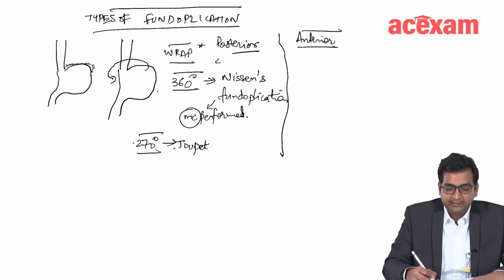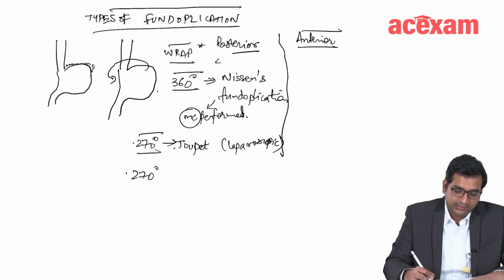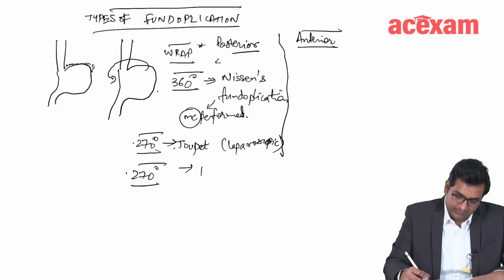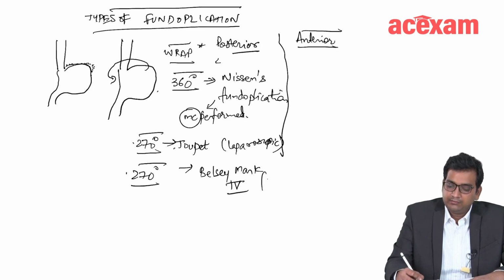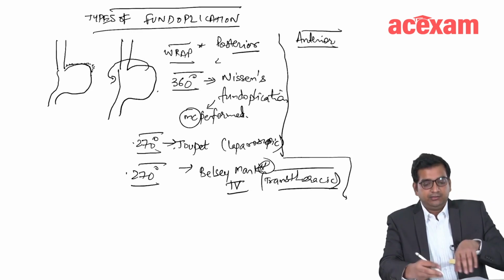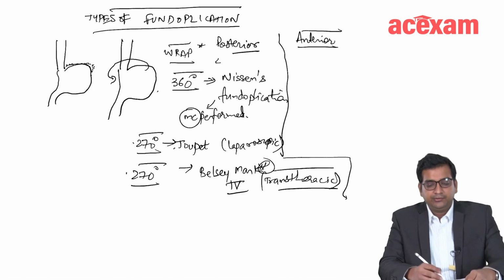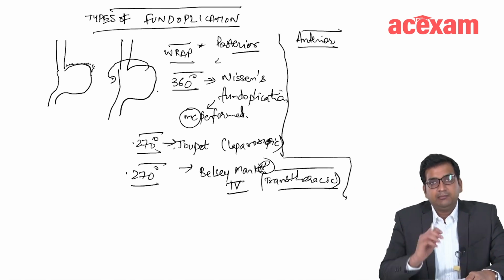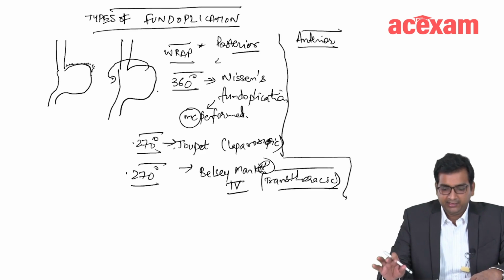Okay, and if it is 270-degree done transthoracic, then it is Belsey Mark IV, which is done transthoracic. Okay, we can mobilize the GE junction from the chest also, as it is associated with short esophagus, and after that we can make a wrap, push it down, and then we can close the defect, the diaphragmatic defect.